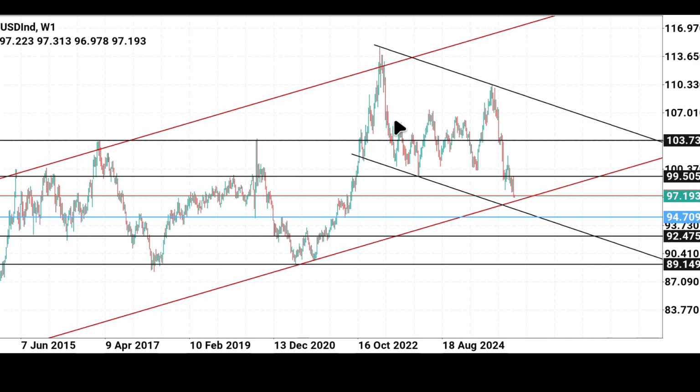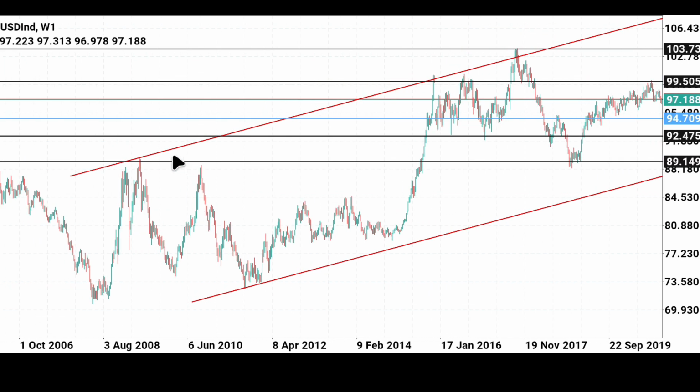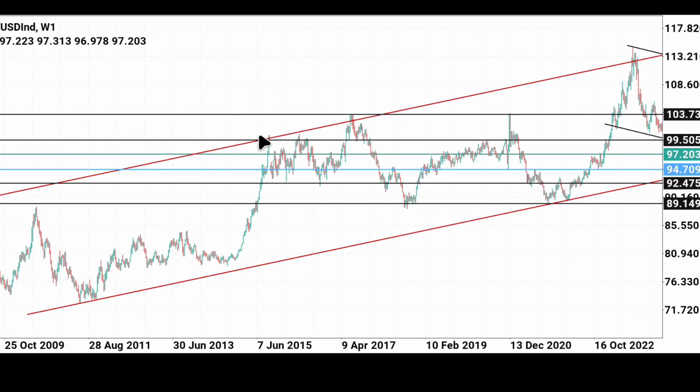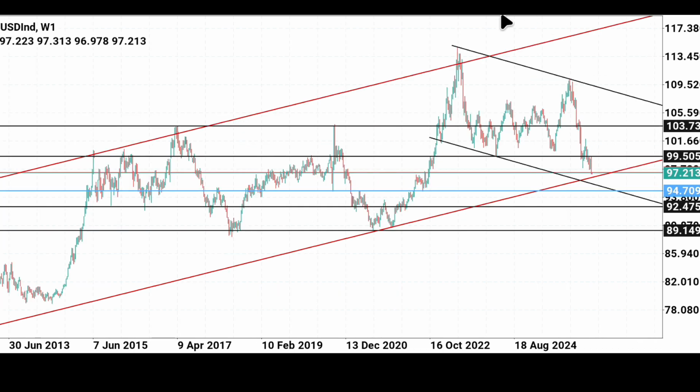of this very channel. And the channel dates back as far as 2008, when the price began at the top of the channel, then down to the bottom of the channel around 2011. Then we got price move back up again to the top of the channel. That was around 2017 or thereabout. Then we got price come down to the bottom of the channel at this point. And again, we had price move to the top of the channel.